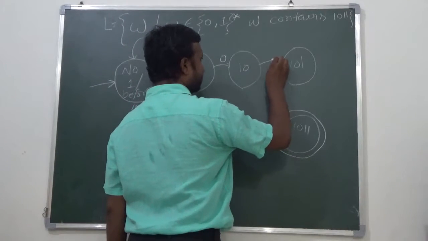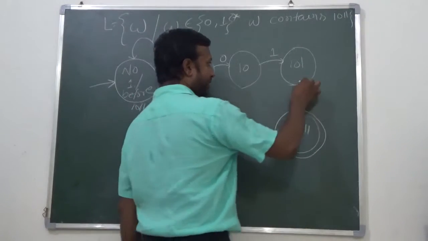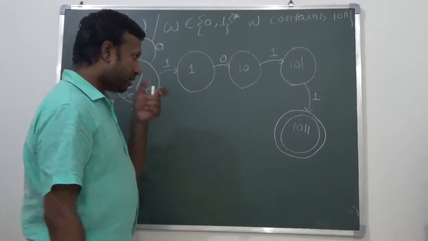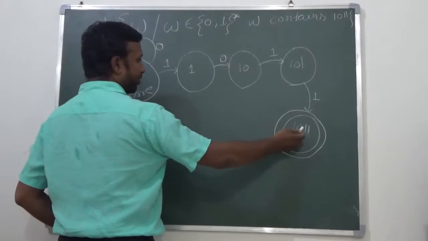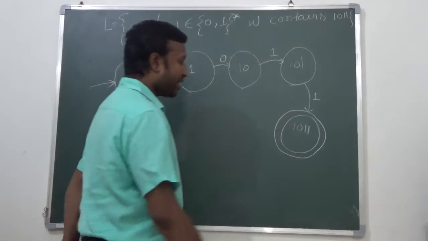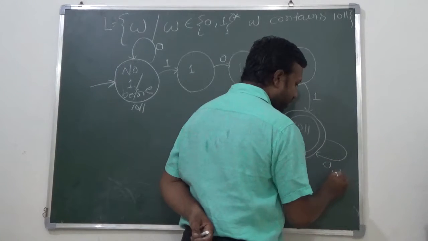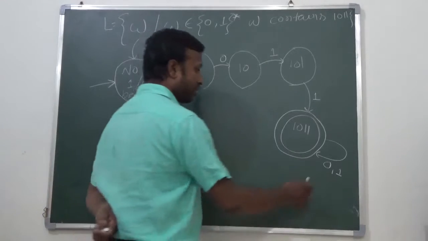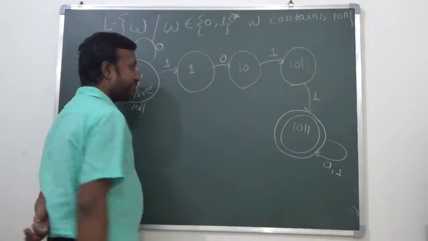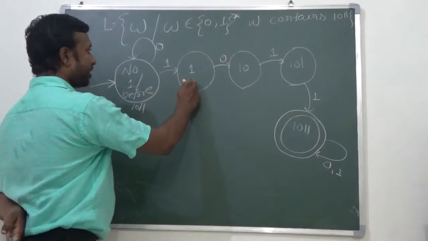Here, from this state, if the machine has seen 1, then it comes to this state. And finally here, if the machine has seen 1, then it will come to 1011. And having 1011, that means the machine has already seen 1011, it will accept. That means after this, if I am getting anything, 0 or 1, that doesn't matter. So having the 0 or 1, it will come to the same state. Now final state.